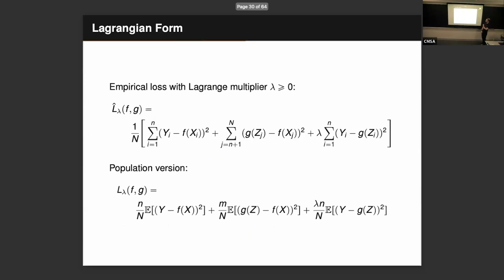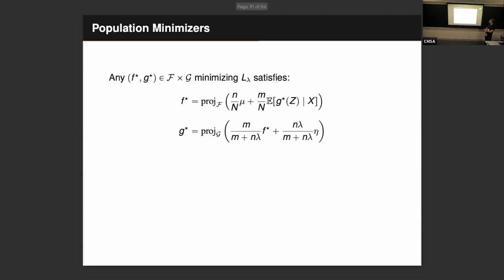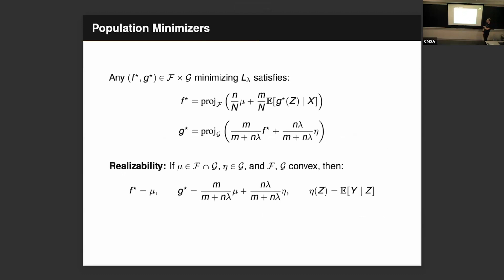Okay, so what I want to do next is describe what the population minimizers of this objective look like. You can show that the population minimizers of that objective satisfy this fixed point equation. And you can show under certain cases that this fixed point equation can be solved. In particular, if my mu belongs to both f and g, and eta here, which is the conditional expectation of y given x and w, so given the side information as well as the features that I'm interested in, belongs to g, and f and g are convex, then the minimizers have this form.